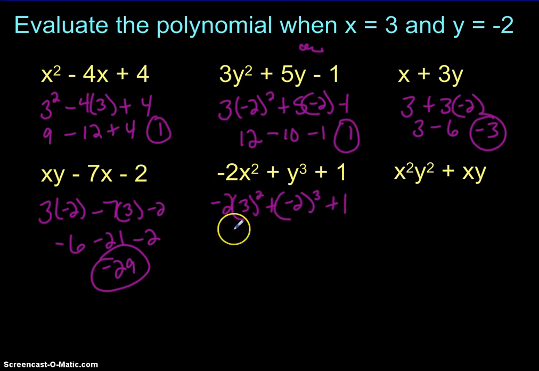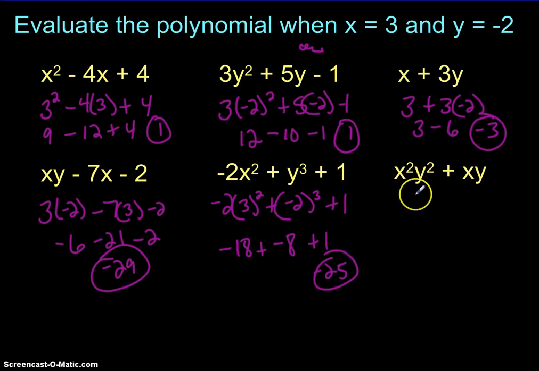3 squared is 9. 9 times negative 2 is negative 18. Negative 2 cubed is negative 8. You've got 3 negatives you're multiplying together. You get a negative answer, for when I cube a negative, I get a negative. So it's negative 8 plus 1. So this is negative 26 plus 1, which is negative 25.